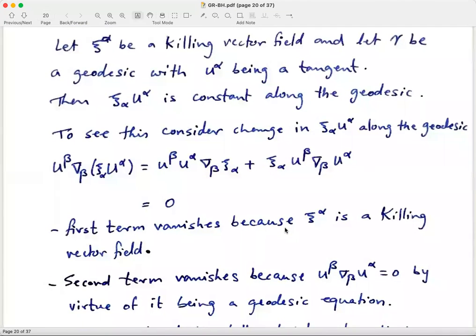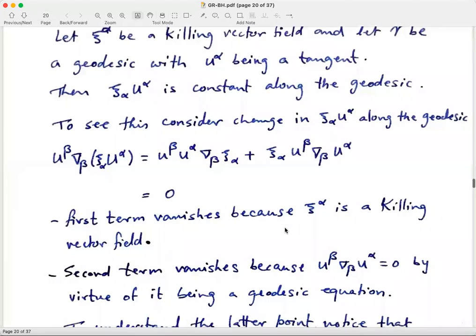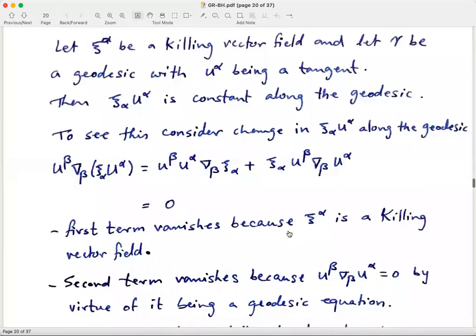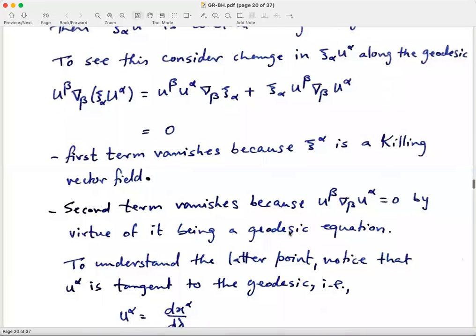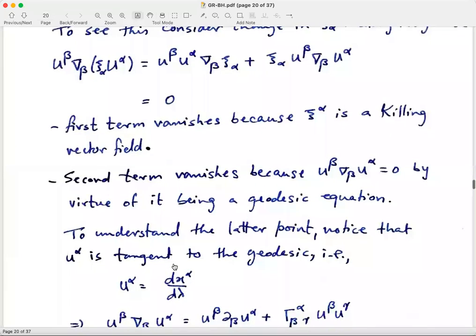To see that u^β ∇_β u^α is equal to the geodesic equation, let's expand this quantity. First thing is that u^α itself is dx^α by dλ. That's what we mean by velocity. Okay, just a second.